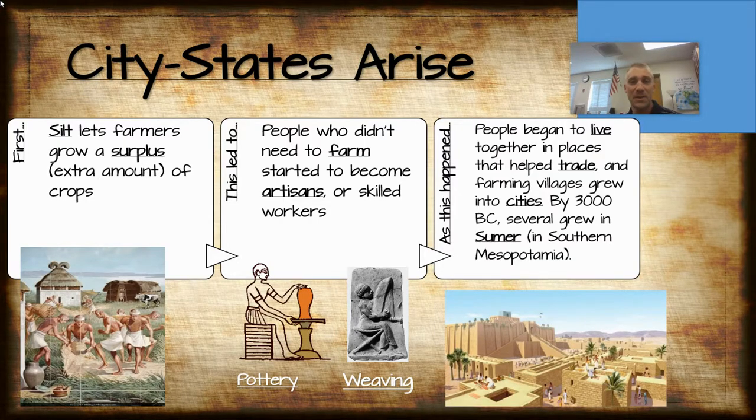And of course, when we have a large surplus of food, we're seeing communities expanding through population. We're now having skilled workers. What's going to happen? We're going to see more advancements. People began to live together in places and starting to advance with things like trading. Farming villages are going to grow into large cities. By 3000 BC, we're going to have several large cities or city-states arising in Sumer, southern Mesopotamia.